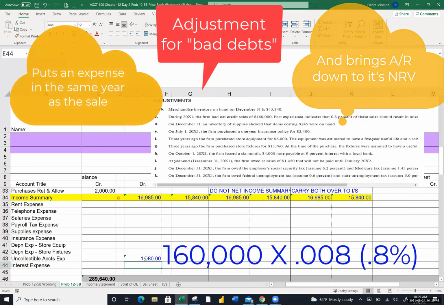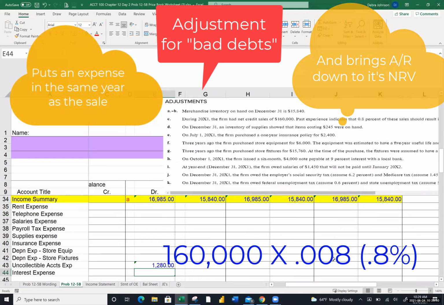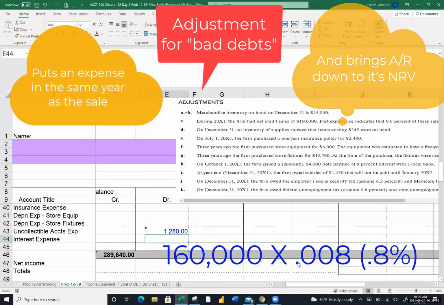1,280. Okay, so if you missed that, let me see if I can make this a little bit bigger so it's not so bad on your eyes. If you look at my formula bar here, you'll see 160,000 times 0.008. That means that realistically, we expect $1,280 worth of credit sales to not be collected.